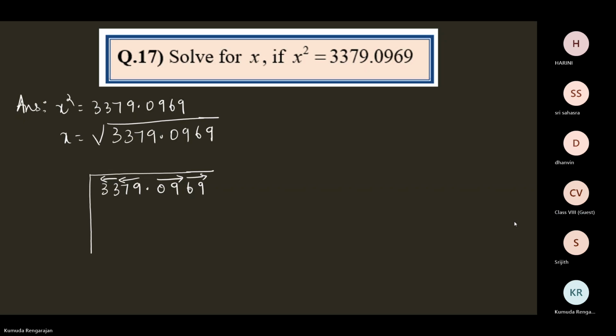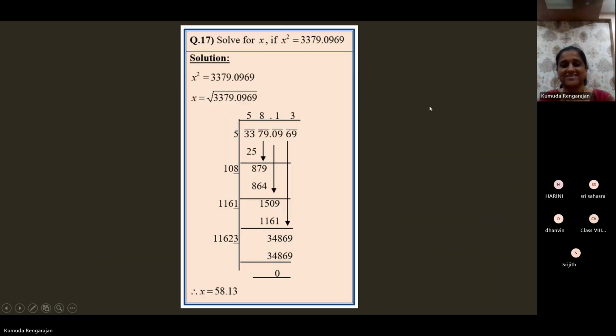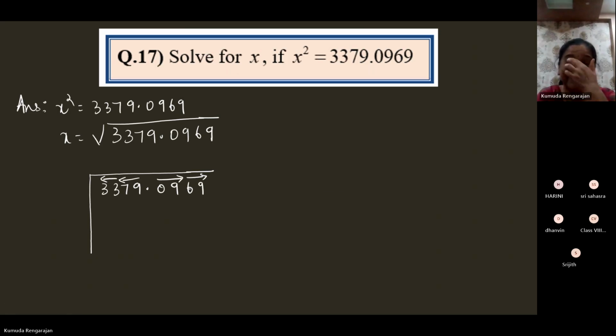Ma'am, Yeah, Navneet? Ma'am, the answer is 58.09. Yes, ma'am. Oh, 58 point. The integral part of the answer is right. The decimal part, just check.